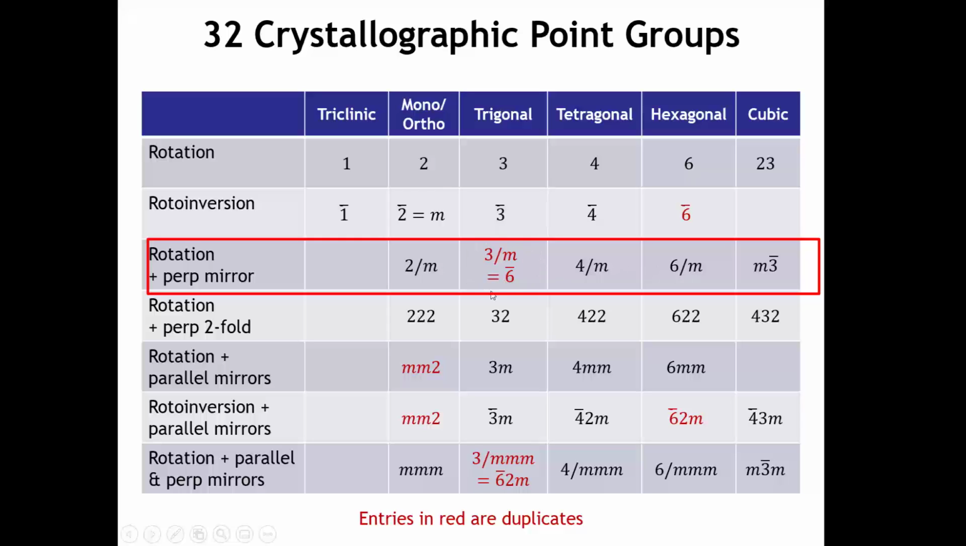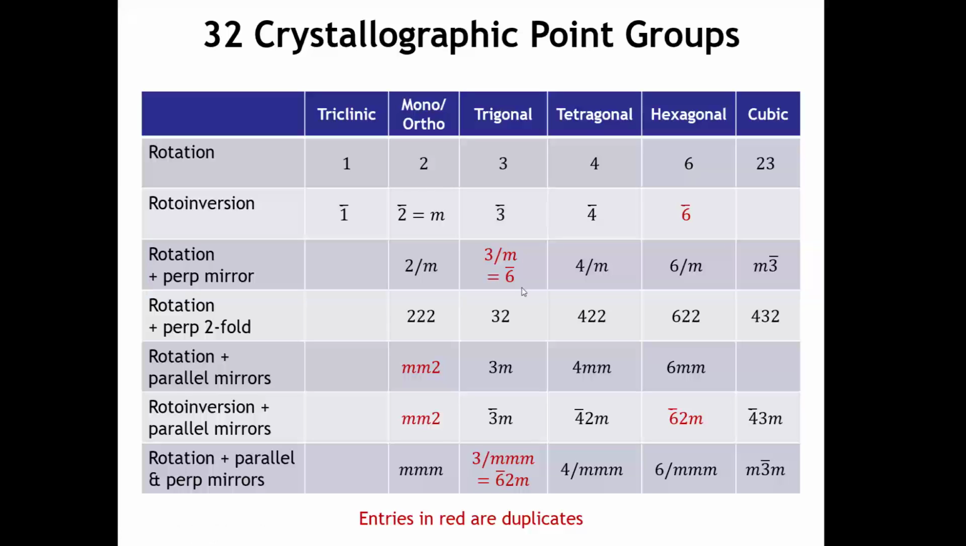And here we point out that there are some red entries in this table which are equivalent or the same point group. And remember, when we were talking about the roto-inversion axes, what did we say? We said a sixfold roto-inversion axis will do exactly the same thing as a threefold rotation axis with a perpendicular mirror. So 3 over m and 6 bar are the same thing. Right? So these two are not unique from one another. They're the same. And that point group is called 6 bar.